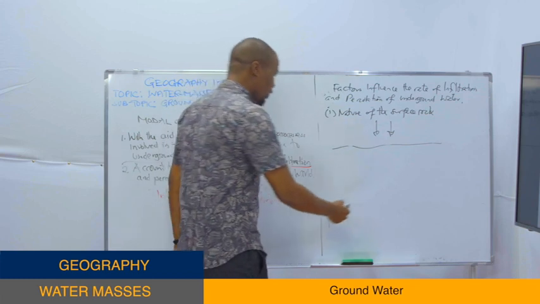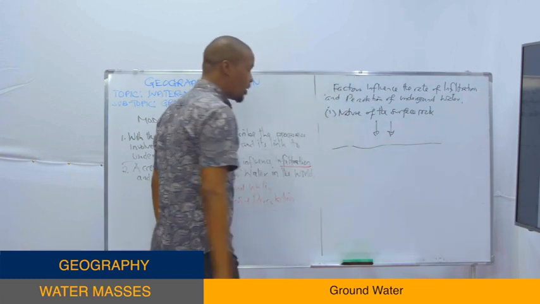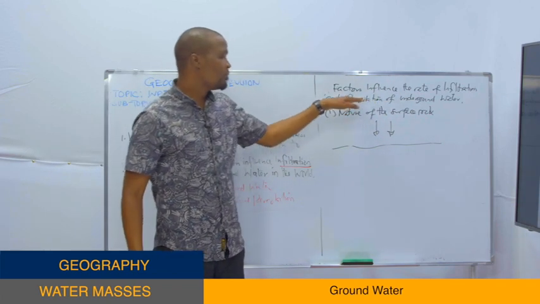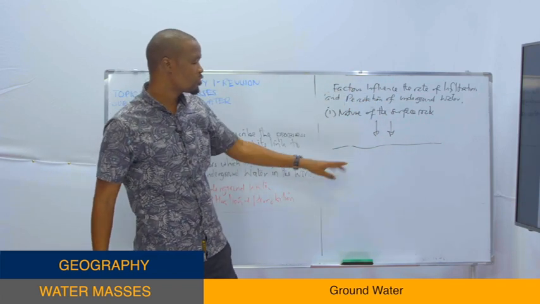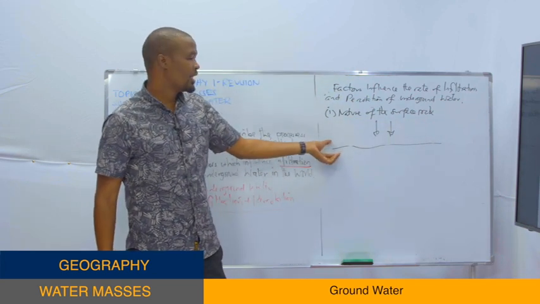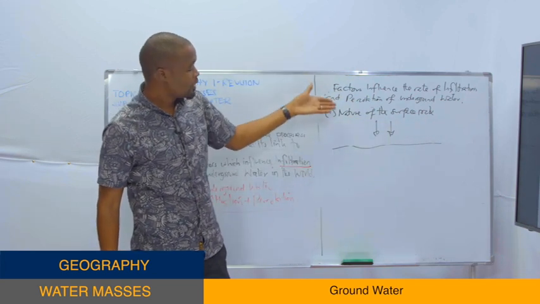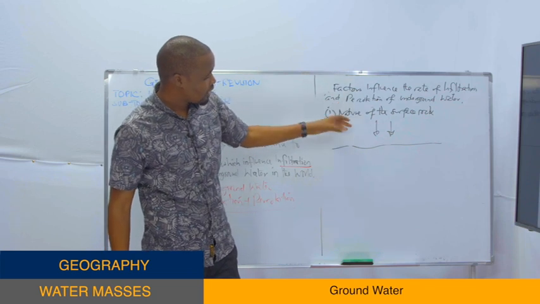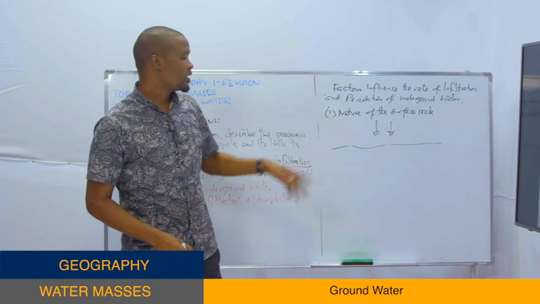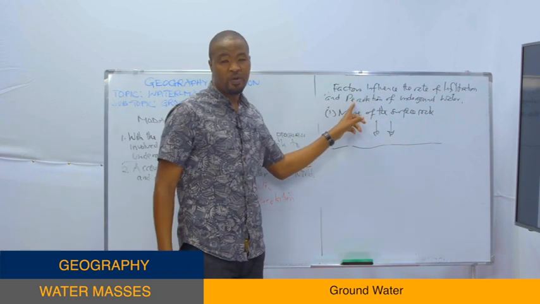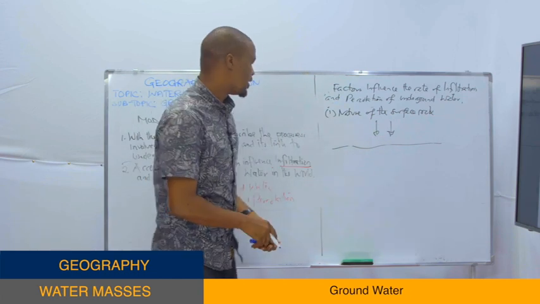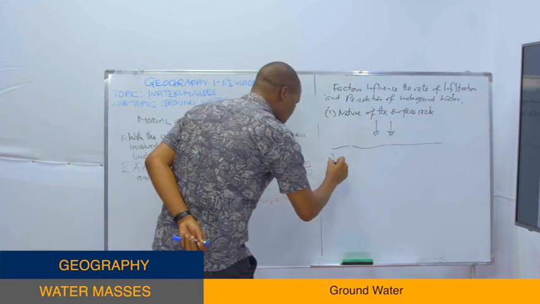So at the end, we expect we will get a small amount of water underground. Why? Because there is very little infiltration and percolation of water underground due to the presence of a very hard rock at the surface of the land. Its opposite is that when the surface at the top of the land is made up of soft rock, then we expect a high rate of infiltration and percolation, which later results in a high amount of water underground. That is the first point. Then we go to the second point.